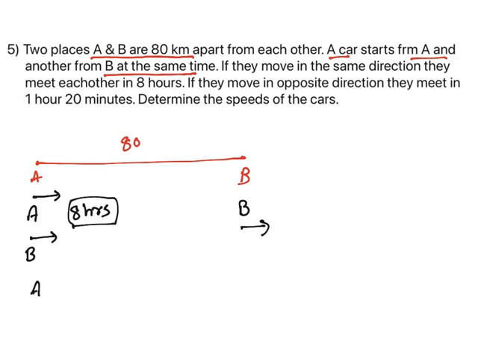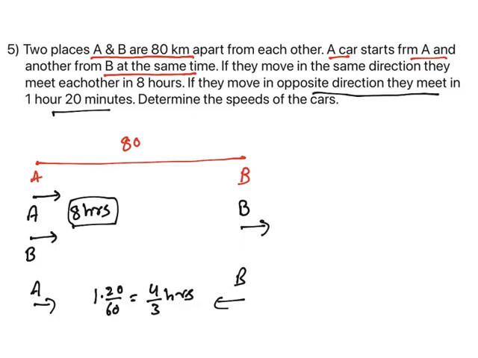If A and B are moving in opposite directions, they meet in 1 hour 20 minutes. Again, we need to convert them. So it becomes 4 by 3 hours. Now understand this. See, this is the final concept. When both of them are moving in opposite directions, the rates become additive.